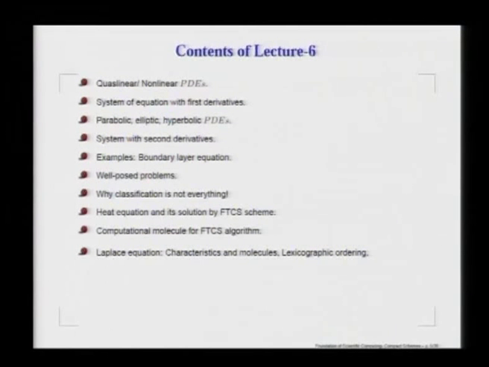For example, the heat equation will be solved by one of the easiest methods, which is called the FTCS scheme, or forward in time, centered in space scheme. We will identify what is known as the computational molecule of this particular algorithm. We will also take another example from elliptic PDEs, and that is Laplace's equation. We will once again show how its characteristics are obtained and what its molecule is, and how the unknowns are ordered in solving the problem.